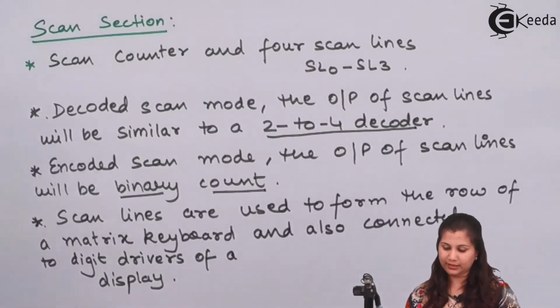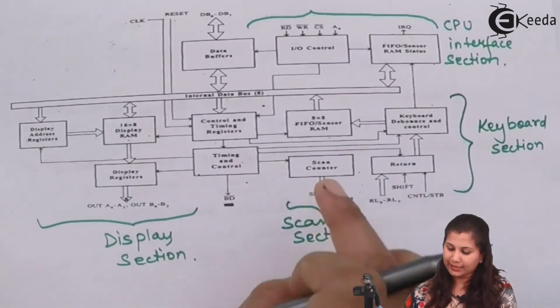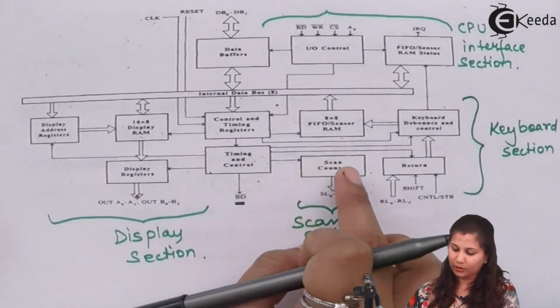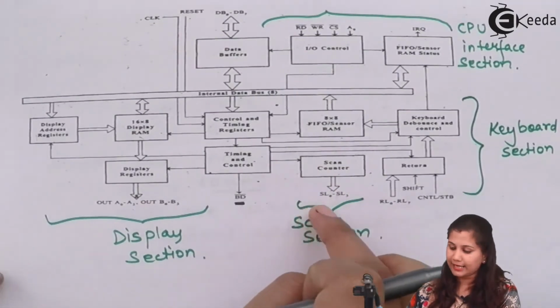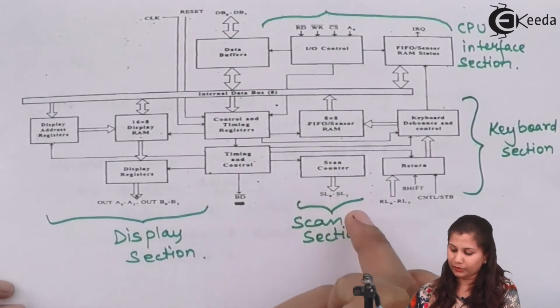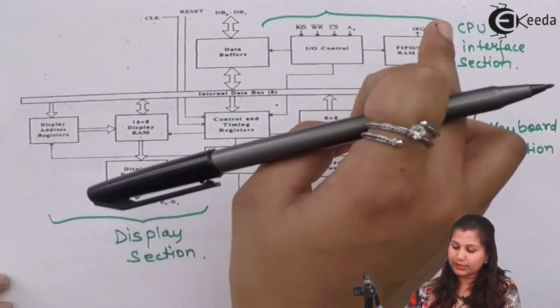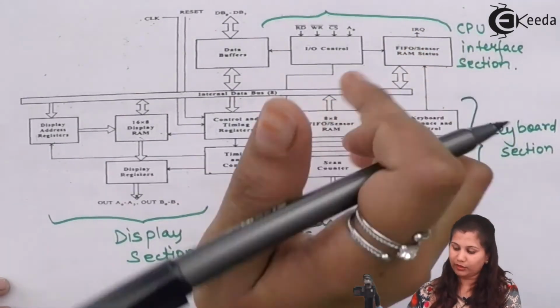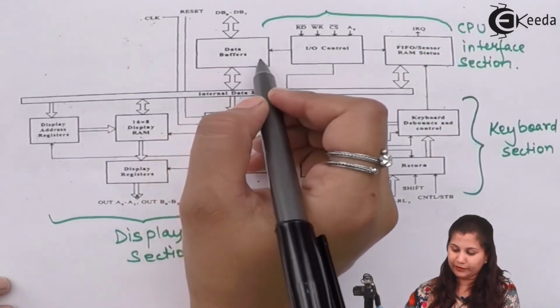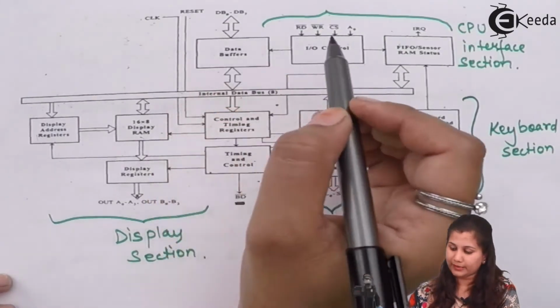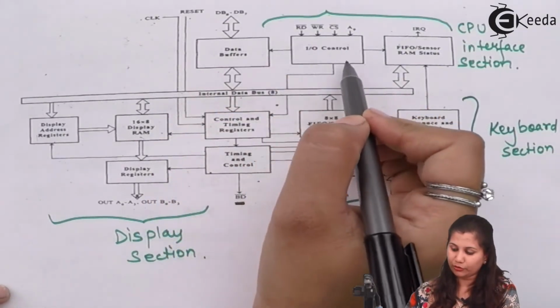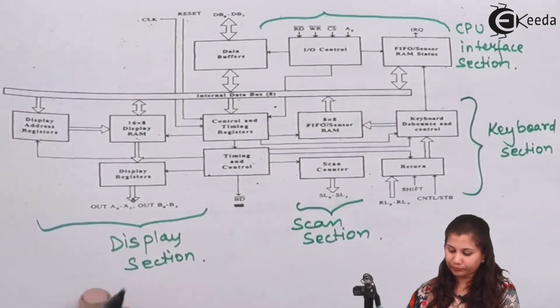You can see in the block diagram that the scan section consists of the scan counter and the scan lines SL0 to SL3. Now let us come to the CPU interface section, where we have the data buffers which are connected to the data bus. Then we have the input output control here.